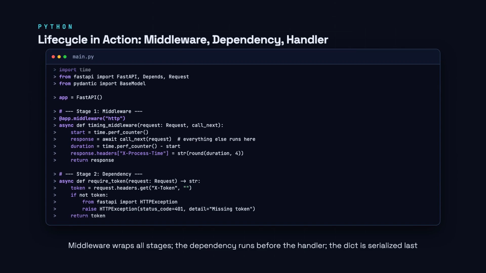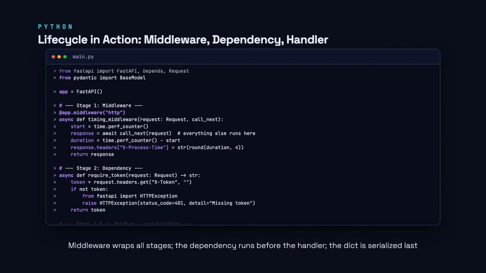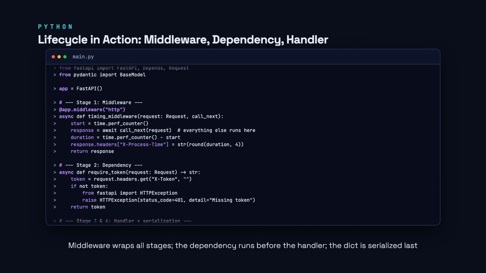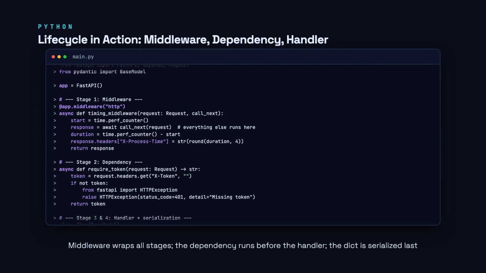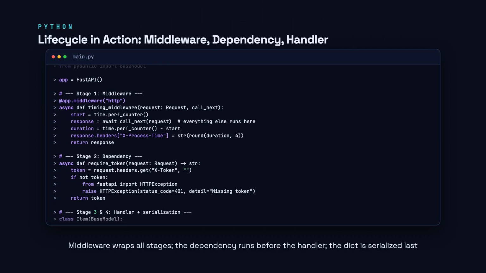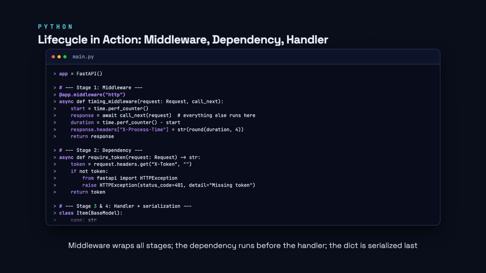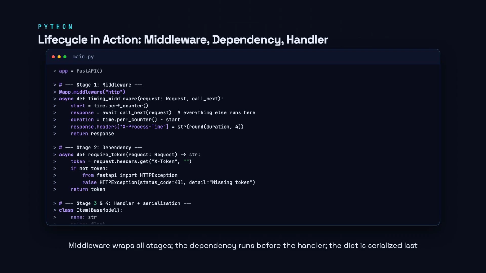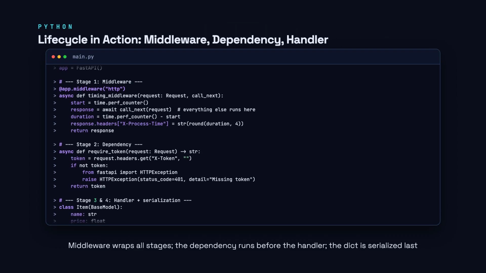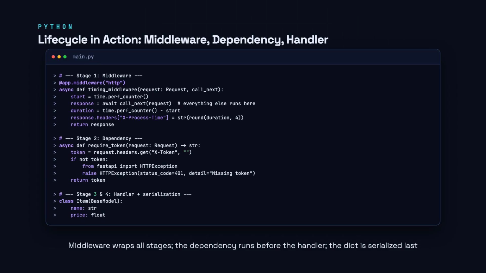The @app.middleware decorator registers the timing middleware. When a request arrives, FastAPI calls timing_middleware first, before any routing. Inside it, await call_next sends the request through all remaining stages and pauses here until a response comes back. Next, require_token is a dependency. FastAPI calls it before read_item, checks for the header, and either raises a 401 or returns the token string.